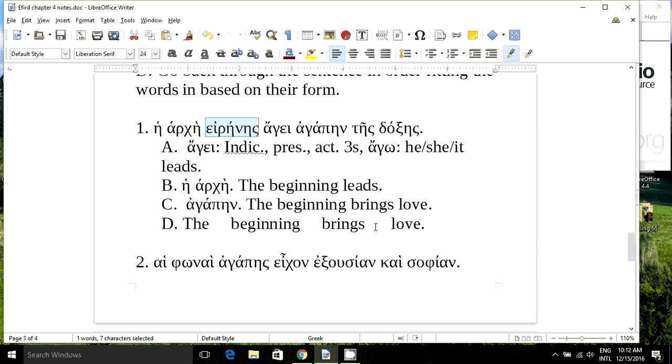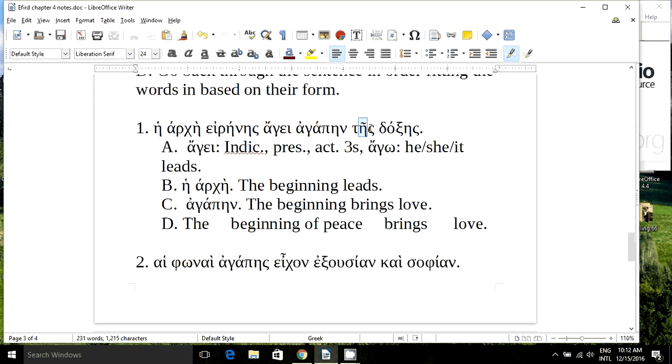How am I going to translate that? Well, if I don't remember, I have to go back and look in the back of the book. What does erene mean? It means peace. And it's genitive. How do I translate the genitive? With of. So the beginning of peace brings love. Got that already. And now I've got another genitive. I might have to look up doxe to know what it means. But it means glory.